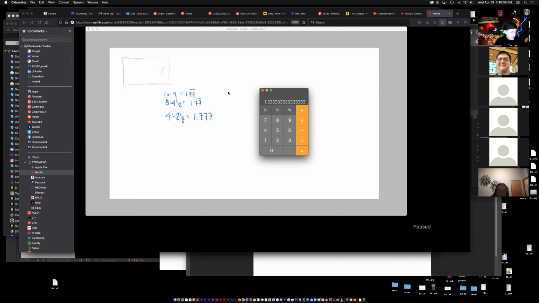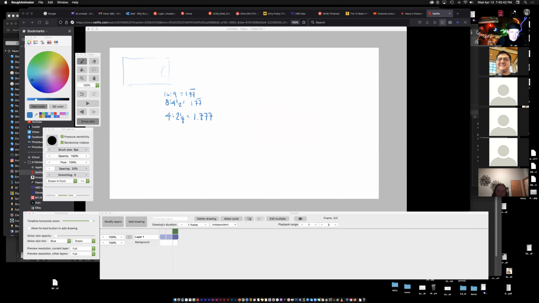Like for 70 years, this ratio, and that ratio kind of looks like this. It's a lot more square. Animation paper was 4:3 ratio, which is 1.333. But we're working with 16:9.